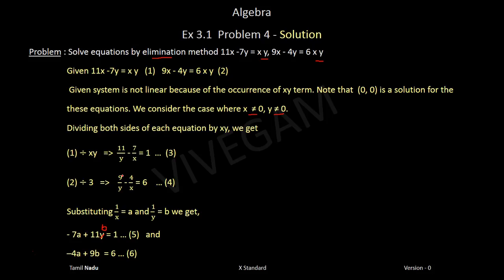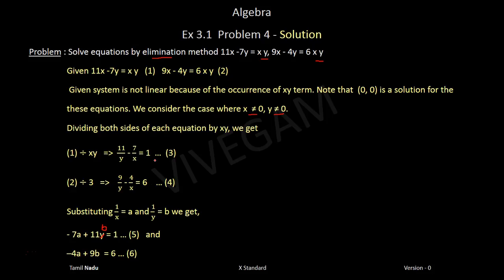Same for this, this will become 9b. 1 by y we are taking as b, right? This is 9 into 1 by y. So it is 9b and this is 4 into 1 by x. It will become 4a, minus 4a. So minus 4a plus 9b equal to 6. So these are the two linear equations. Now you can apply our normal method to solve the problem.